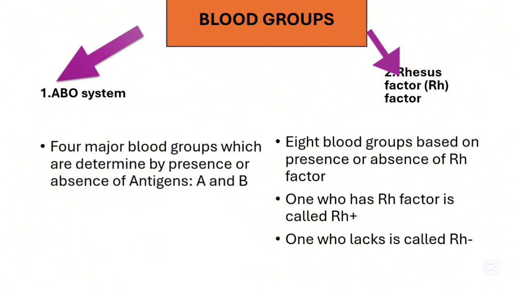If the RH factor is found on the surface or the membrane of red blood cells, then your blood group is positive. And if your red blood cells have no RH factor on the membrane or the surface, then your blood group is negative.